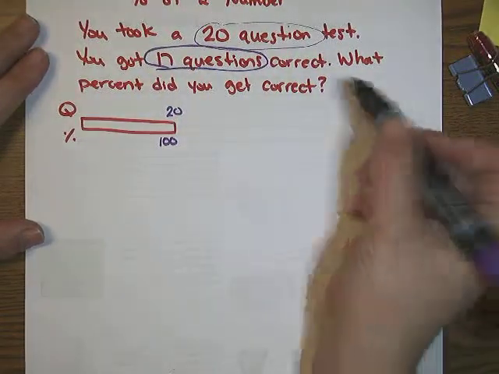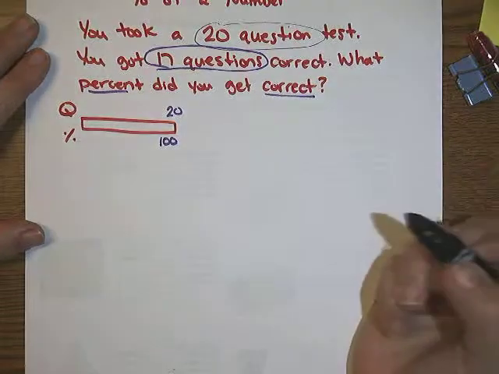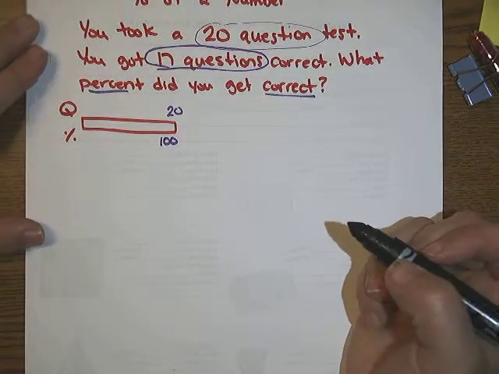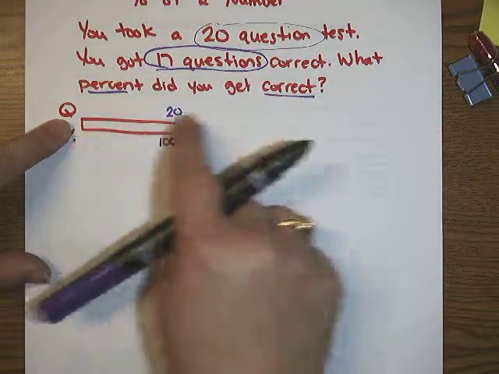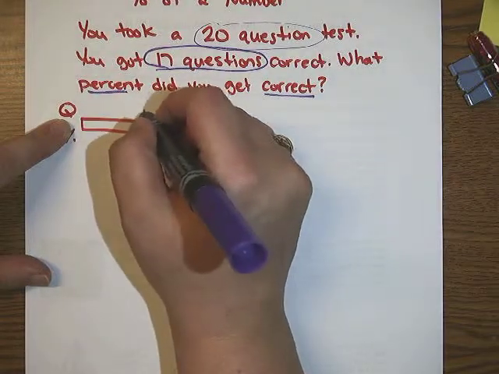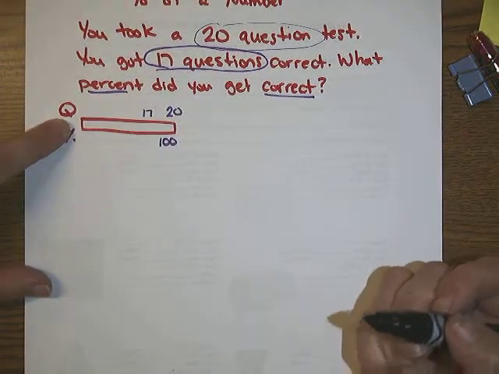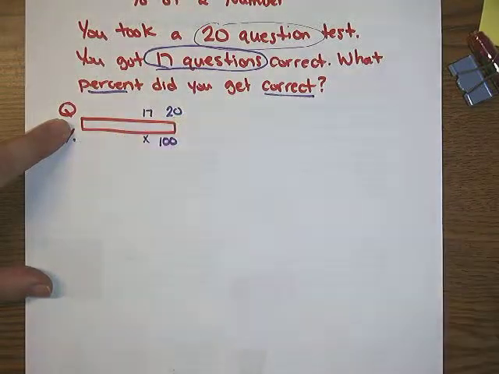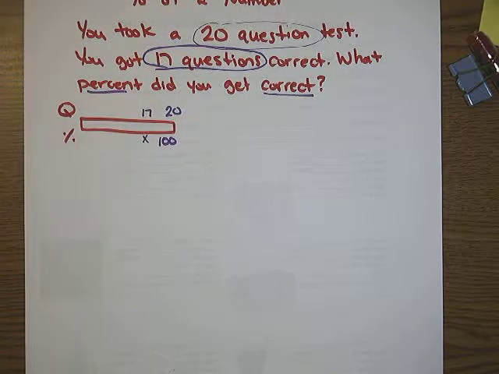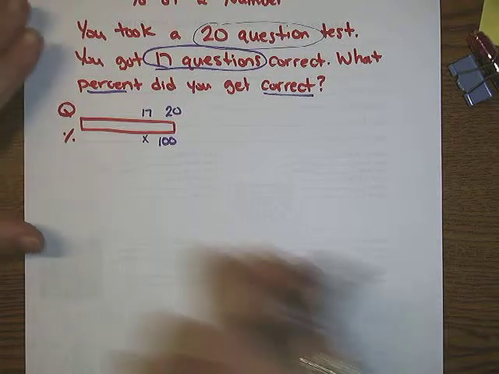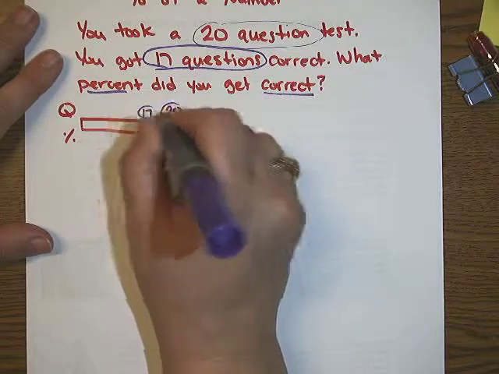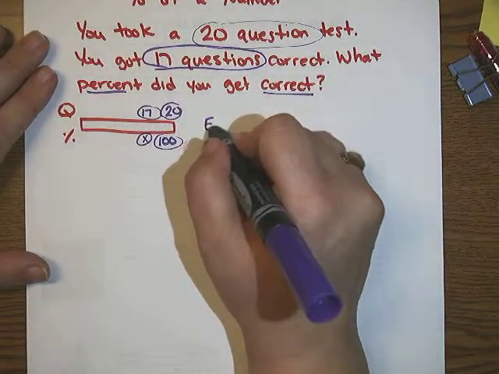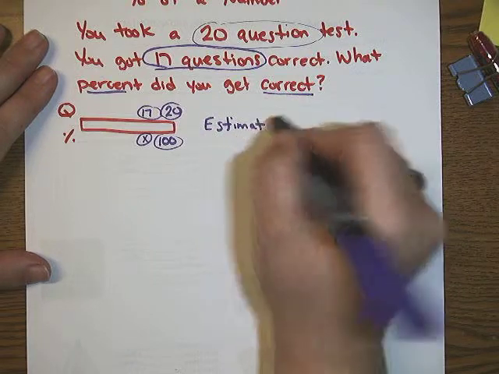Now it says you got 17 questions correct. What percent did you get correct? So do I know the percent? No. So 17 goes with questions. Do you think 17 is over here or over here? It's closer to the what? 20. So I'm going to put it somewhere over here. It does not have to be perfect. And I don't know the percent, so I'm going to put a what? Okay, you can put a question mark, but we're going to put an X, a variable. I don't have to pick X. I can pick Y, K, J. It doesn't matter. So you have your proportion set up. Once you set it up, go ahead and circle those numbers because this is what we're going to use in a minute. But first we need to talk about estimation.